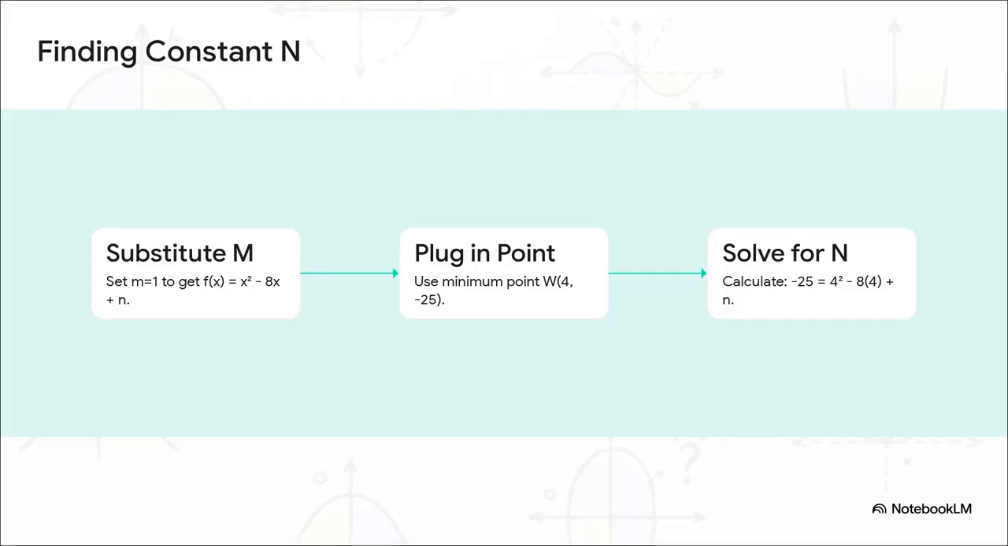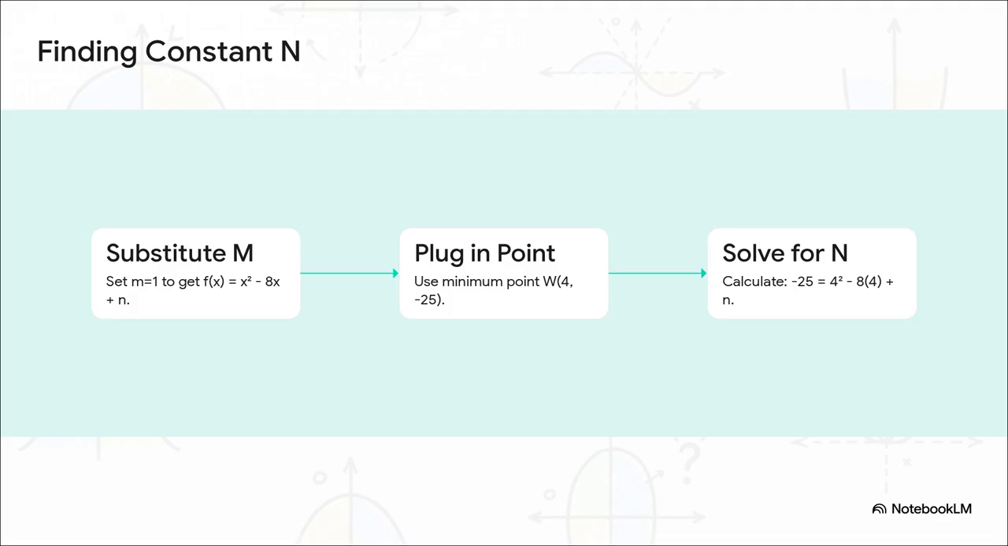Step 1. We rewrite our DNA equation using the m we literally just found. Since m is 1, our function cleans up to f of x equals x squared minus 8x plus n. Step 2. We need to feed this equation some solid data. The absolute best data we have is that minimum point w at (4, negative 25). This tells us that whenever x is exactly 4, the entire function's outcome, the f of x, is negative 25.